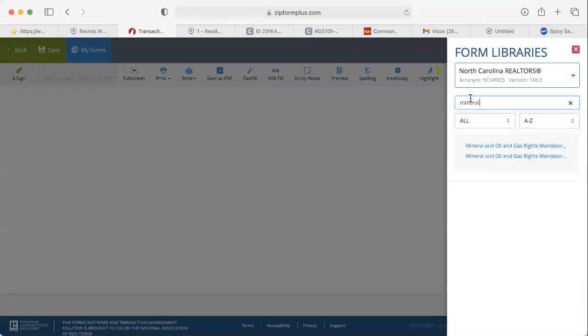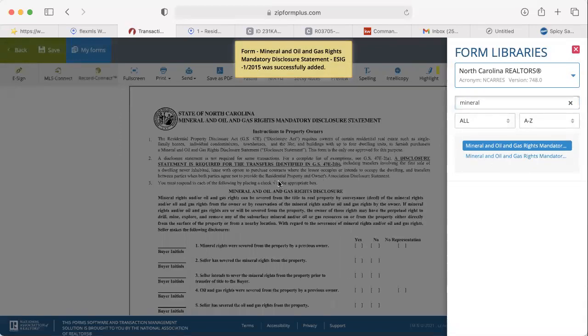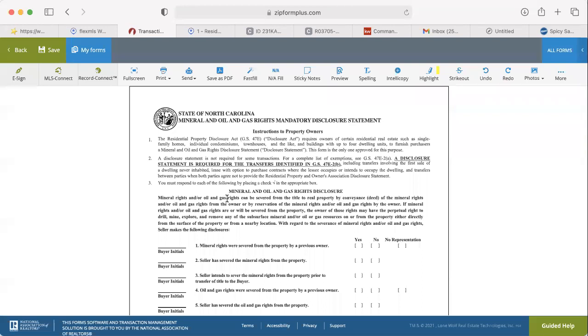And that's the mineral, oil, and gas rights disclosure. And this disclosure is required to be completed by a seller. And I call this my Jed Clampett disclosure.